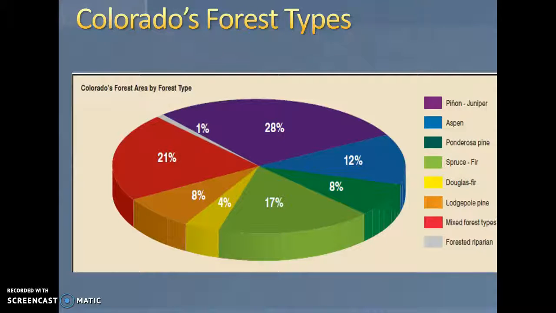Second to mixed, 17% spruce fir, and ponderosa and aspen. So those are the forests we're going to be studying in Colorado. And we'll be talking more about the field trips we're going to be going on, and how these forests grow and what's the ecology of these forests.